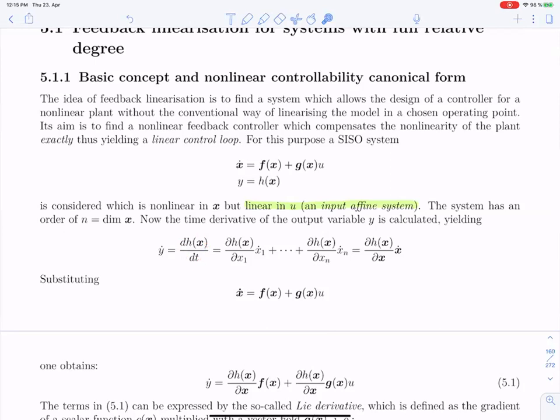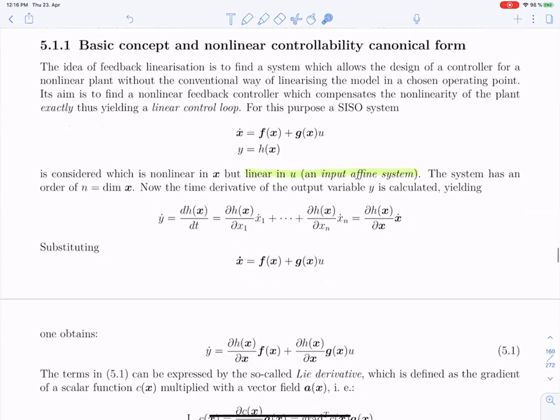And obviously, we can apply the chain rule. So this is the derivative of h with respect to x1 times x1 dot, derivative of h with respect to x2 times x2 dot, all the way through xn, okay? And we express this in the following way. So this is dh over dx times x dot. And this expression obviously is a gradient. So h of x is some function that depends on all the elements of the state vector. And this derivative is the gradient. So what we get here is the gradient of h with respect to x times x dot, okay?